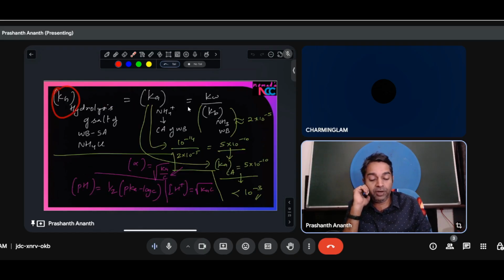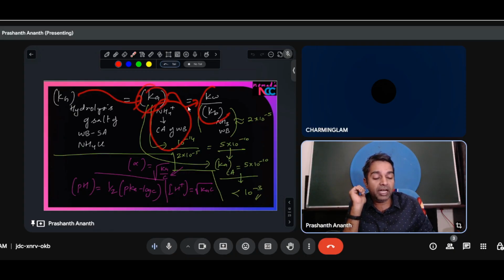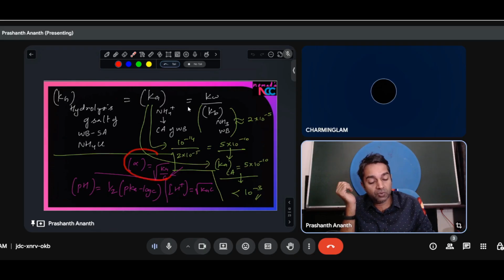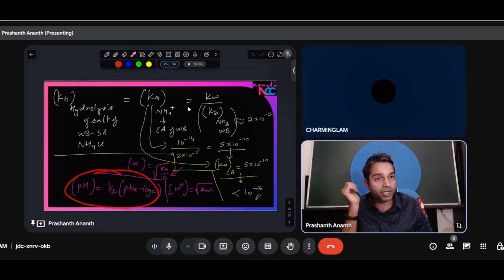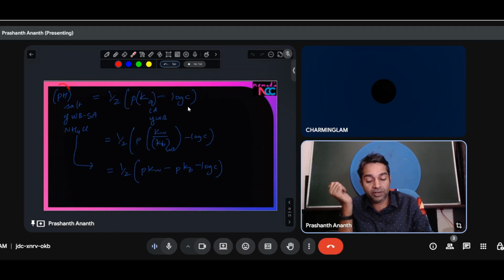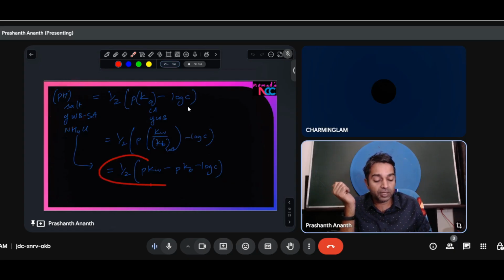So Kh is going to be the hydrolysis constant of this particular salt. That Kh is nothing but Ka for ammonium ion, which in turn is nothing but Kw by Kb. From here we will end up having this value working out as 5 into 10 power minus 10 approximately. Again this is less than 10 power minus 3, meaning all three of these standard equations are going to be applicable here. So alpha for this works out as square root of Ka by C, pH is half into pKa minus log C, and concentration of H plus is square root of Ka into C. So pH of a salt of weak base strong acid works out as half into pKw minus pKb minus log C.